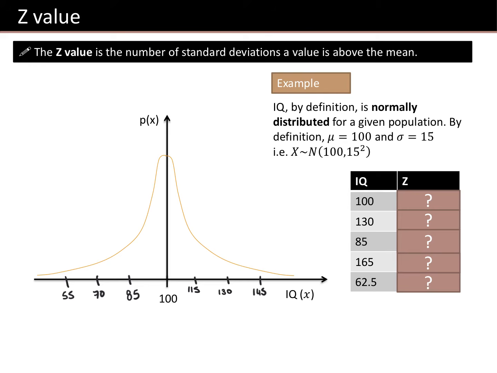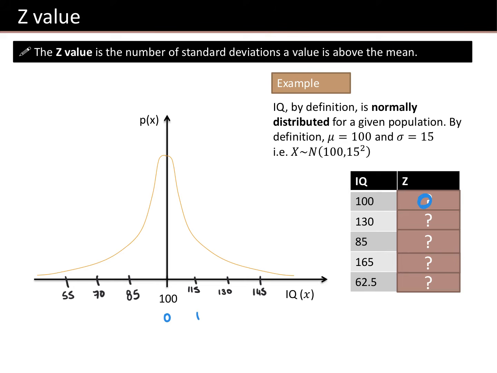So, what this is saying is, let X be distributed with a normal distribution with a mean of 100 and a variance of 15 squared. So, if this is our IQ of different people, what is our Z value? Now, if it's 100, how many standard deviations is this away from the mean? 0, absolutely. Because we know this is 0.